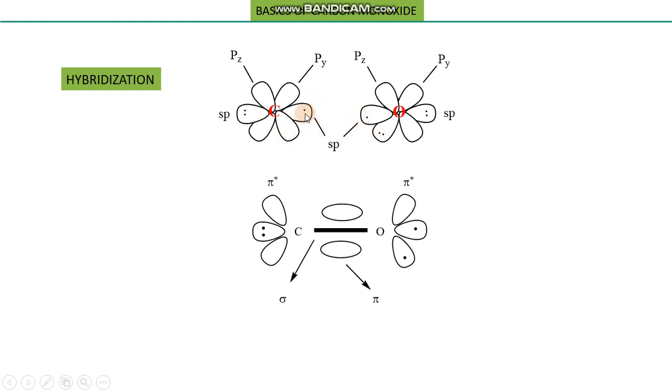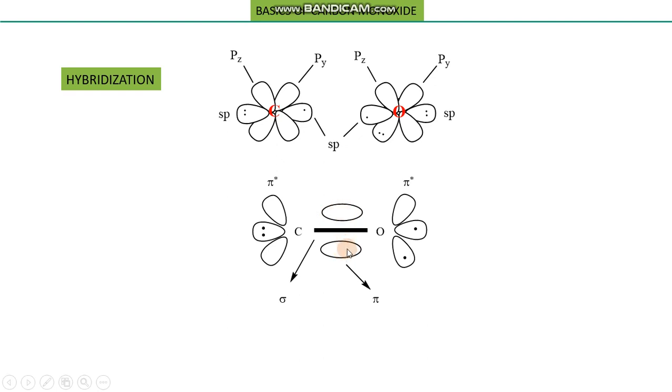So the one which is formed by the sharing of unpaired electrons we will call a sigma bond, and the other bond, which is formed as a result of parallel overlapping between these two unhybridized p orbitals, will be called a pi bond. So it is clear that there is a sigma bond between carbon and oxygen, and a clearly represented pi bond between carbon and oxygen.